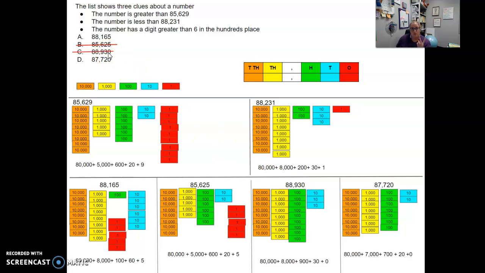Now I'm left with 2 answer choices. So let's make sure that this last number doesn't work also. So it has to be less than 88,000. This one's 87,000, so I can stop there.